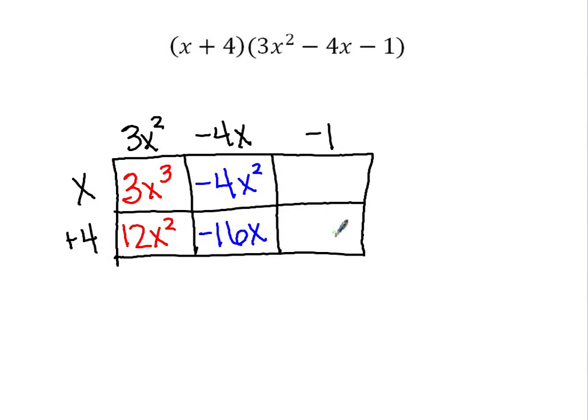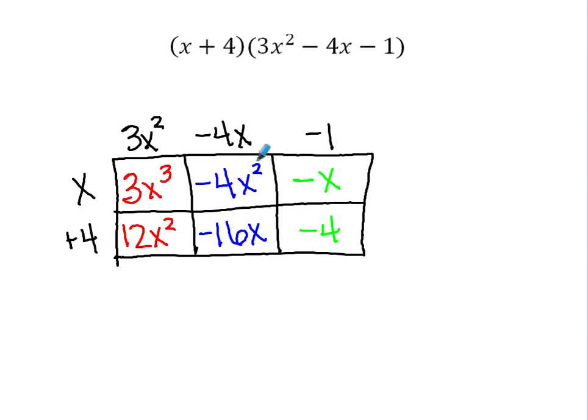In our last column, the number above it is negative 1, and for this first box you will multiply it times x, so you have negative x. And in this bottom box, negative 1 times 4 is negative 4. Now all of our products are contained inside of that box, and we can simply combine our like terms.